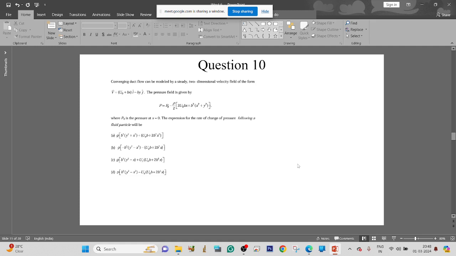Is it by using dou p by dou t plus u into dou p by dou x? That way we can get the change. Yeah, the convective part and temporal part. We can use that for anything. So here we just need to find the variation of the pressure, so we can definitely use the substantial derivative. So tell me the answer then.